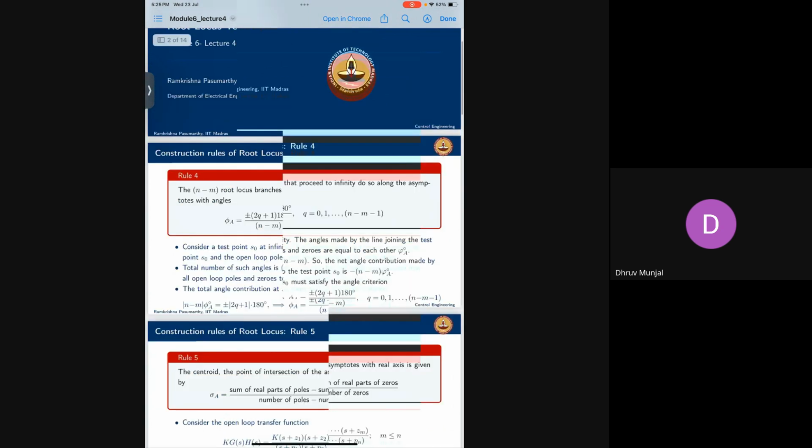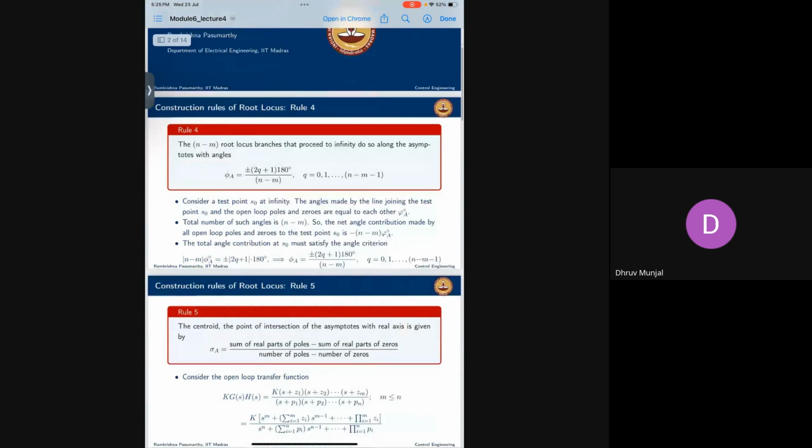The first value you have to calculate is the asymptote angles. This asymptote count will be n minus m, based on your number of poles minus number of zeros. If you have 3 poles and 1 zero, this will be 2, so there will be 2 asymptotes, right? It will be calculated based on this formula.